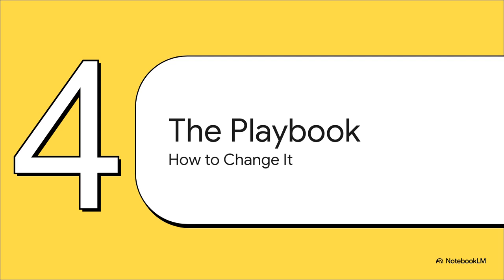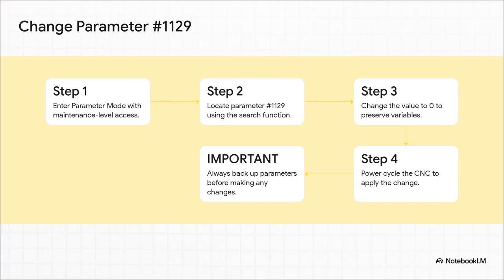So you're ready to make the switch. You want to take back control of your machine's memory. Let's walk through the playbook, step by step, so you can get this done safely and correctly. Okay, first things first, and I absolutely cannot stress this enough. Before you touch anything, back up your parameters. Seriously, it's your safety net. Do that first. Once you've got your backup, it's pretty simple. You'll need to get into parameter mode, which might need a maintenance password. Then just search for parameter 1129, change that value from a 1 to a 0, and finally, power cycle the machine to make it stick.